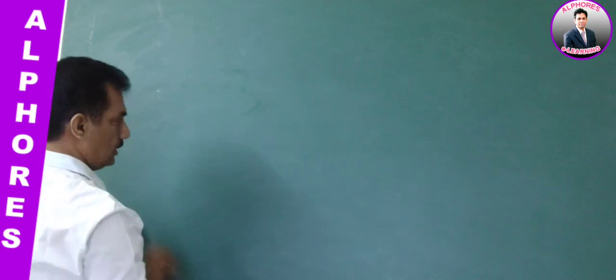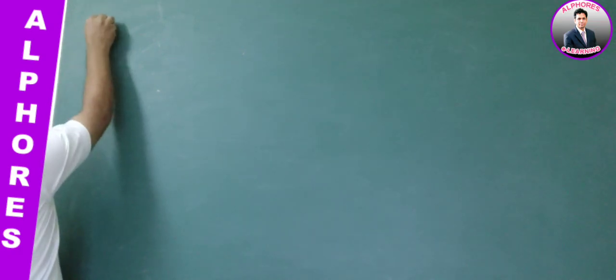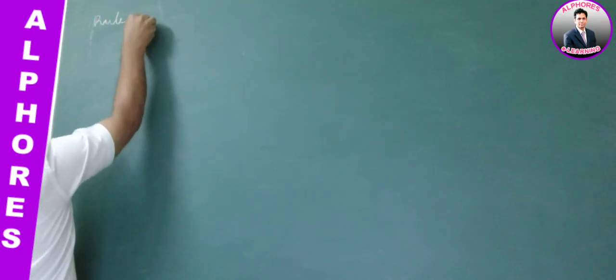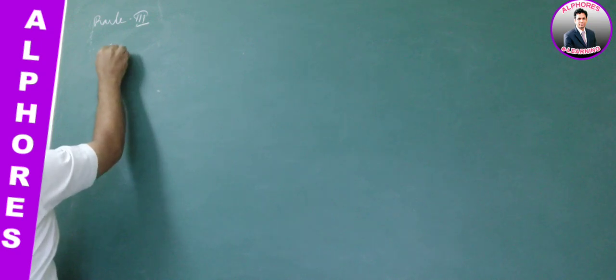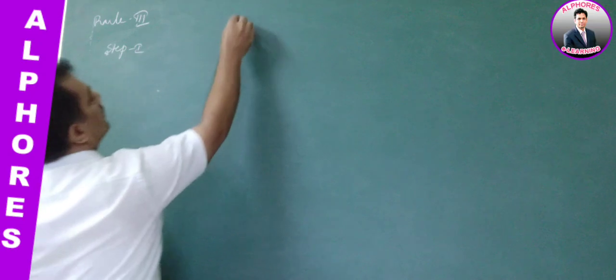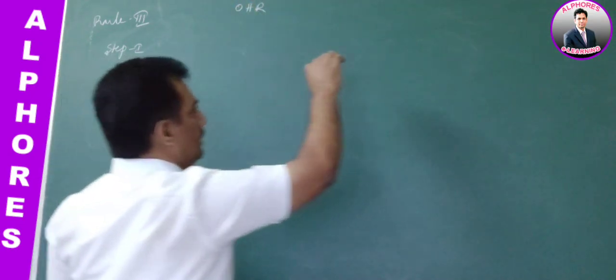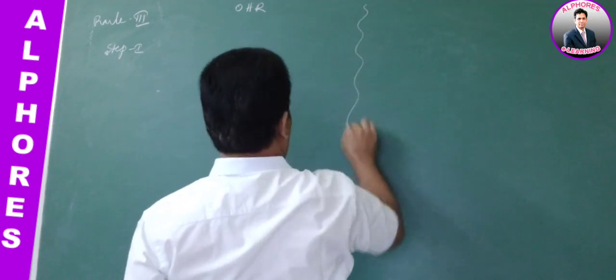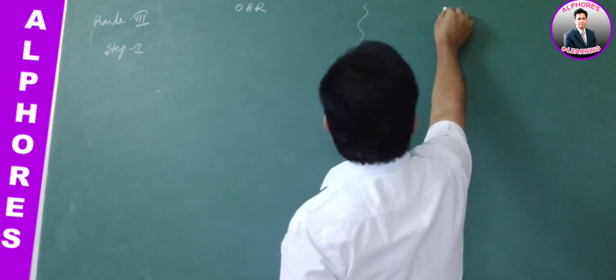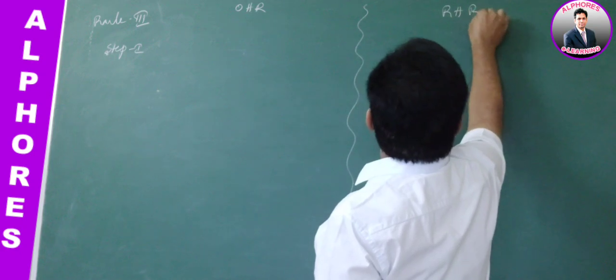Yeah, it is rule 3 and step 1. Oxidation half reaction this side and reduction half reaction this side.